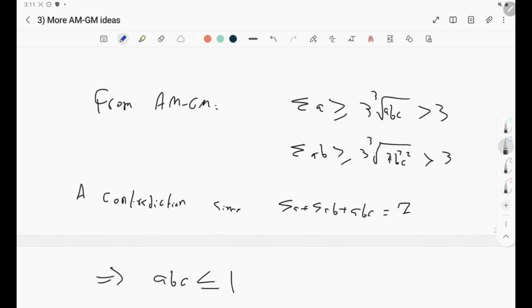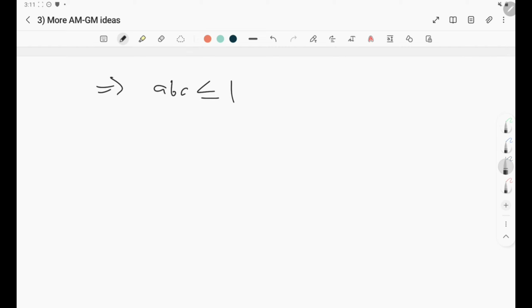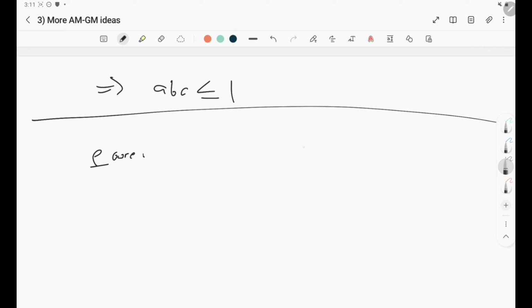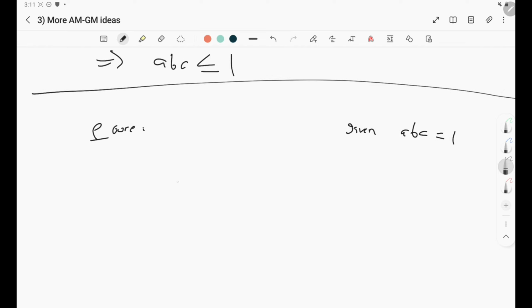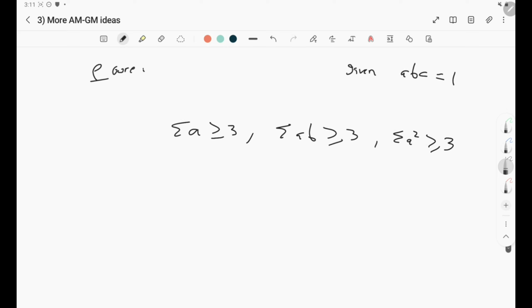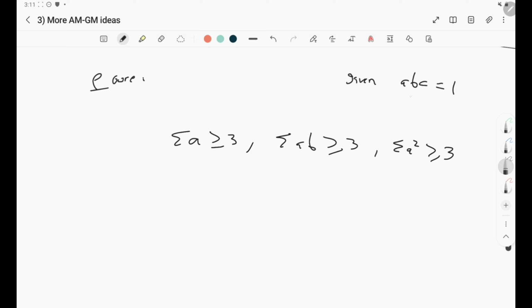So in lots of questions, they might give you some condition, and they give you ABC is equal to 1. Then you should immediately establish these 3 things in your mind. This is an immediate, direct thing that should be in your mind. If ABC is 1, then you already know sigma A is bigger than 3, sigma AB is bigger than 3, sigma A squared is bigger than 3.